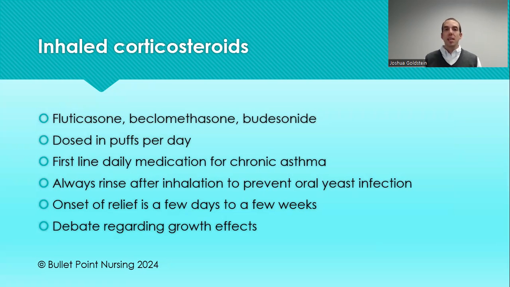This is the universally accepted first-line treatment when we're going to a daily medication. The medications we're talking about here are fluticasone, beclomethasone, budesonide. These are dosed in puffs per day. Usually we start with 2 puffs in the morning, 2 puffs at night. That's a pretty standard dose, and that's what the patient takes. This is the first-line medication for chronic asthma.